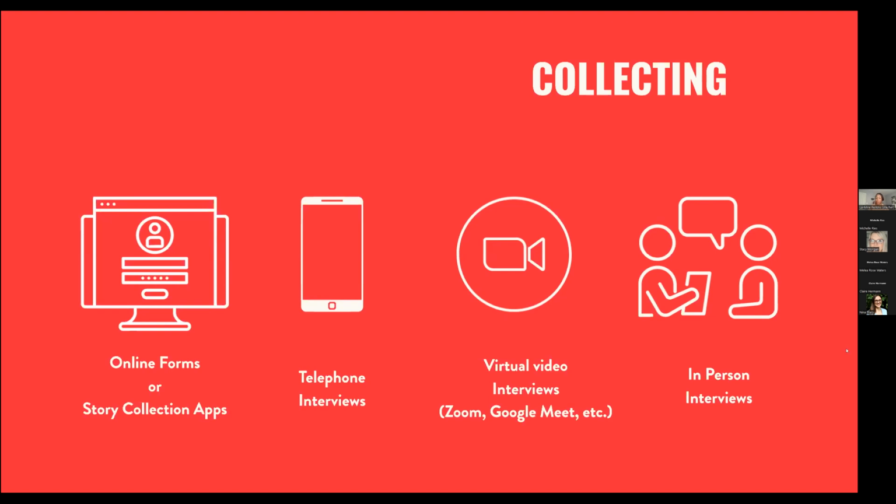And there's lots of different websites and apps and tools that you can use in order to do that, ranging from something as simple as a Google form to more complicated software programs like Soapbox that allow people to record videos and submit them and things like that.